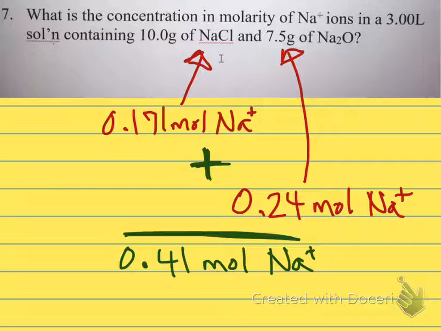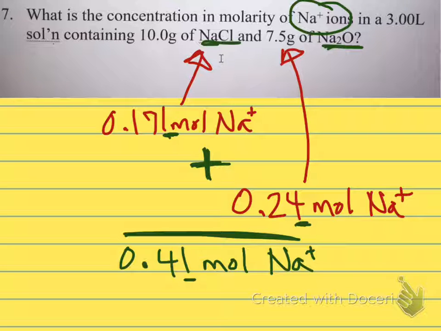So we have 0.171 moles of sodium ions from this solution, and we have 0.24 moles of sodium ions from this solution. We want to know the concentration of all of the sodium ions, so we add them together, and we get 0.41 moles of sodium ions total. I want you to remember, when we add with our significant figures, we take the least precise digit. So notice that the hundredths place is less precise than the thousandths place, so we're going to round our number to the hundredths place.